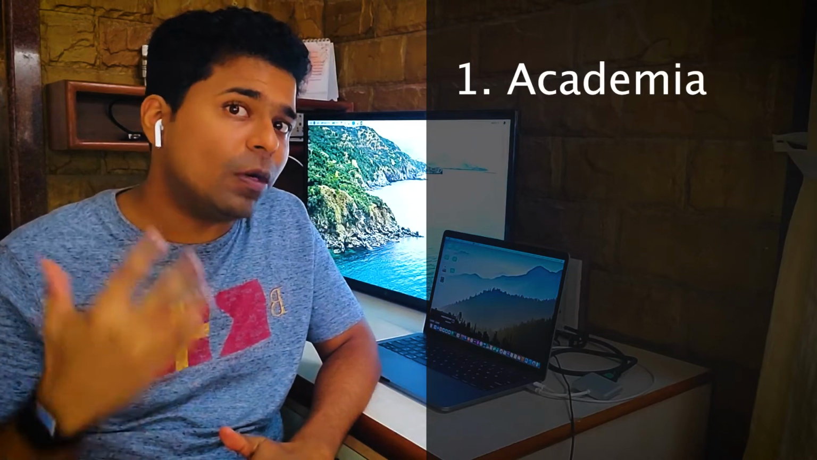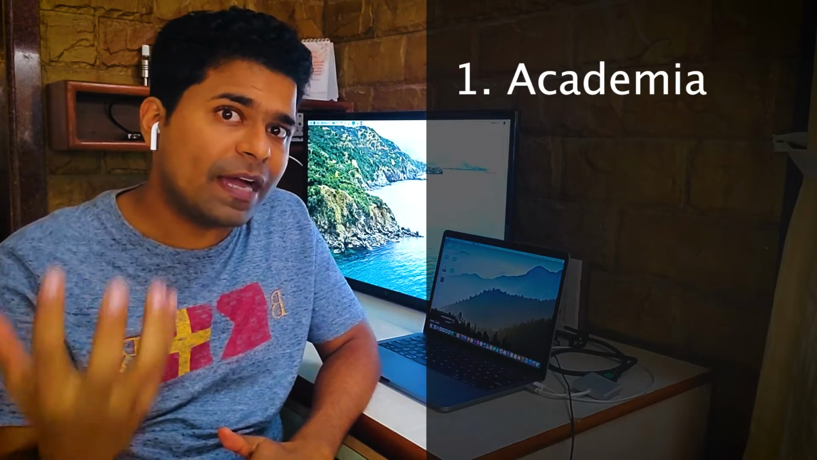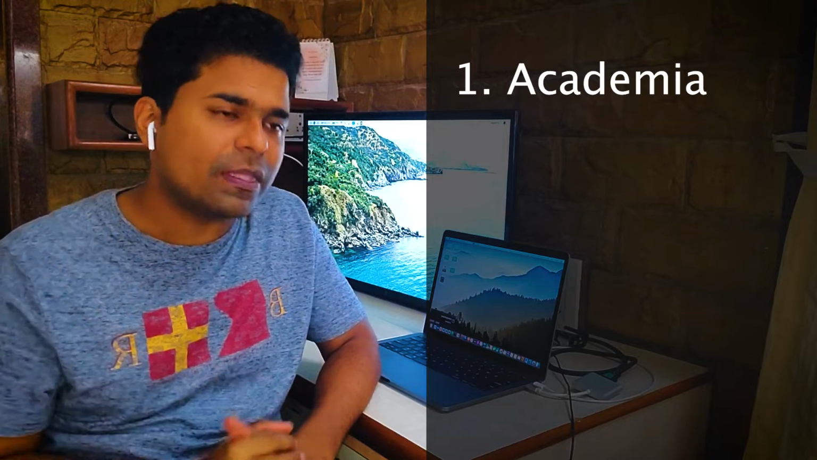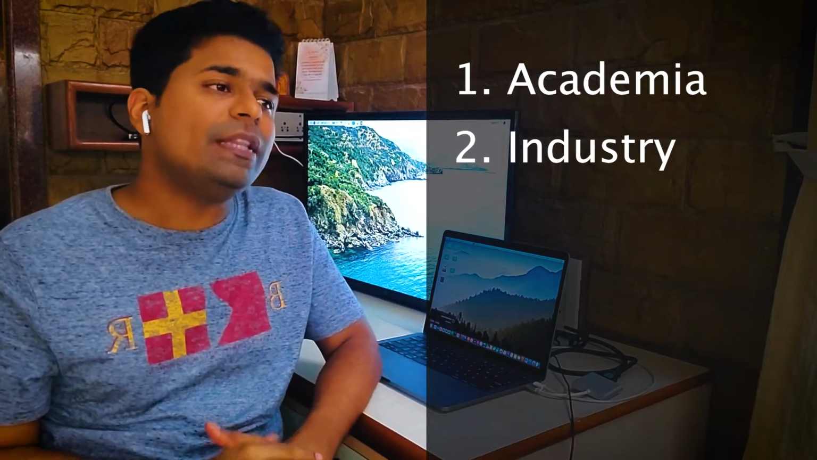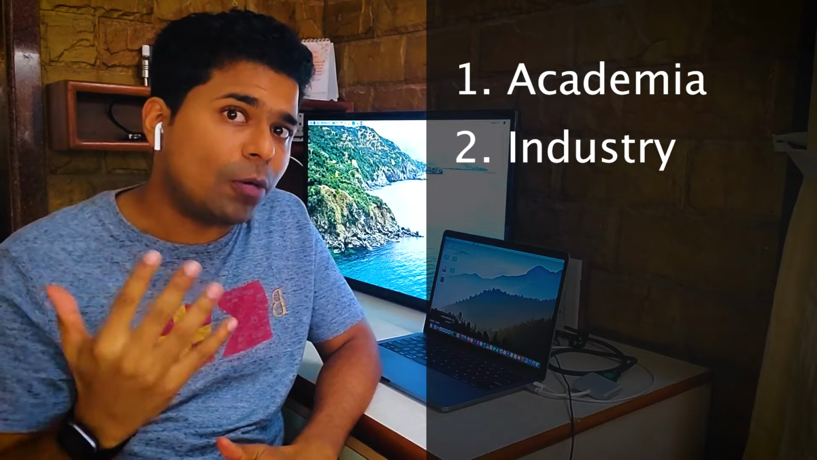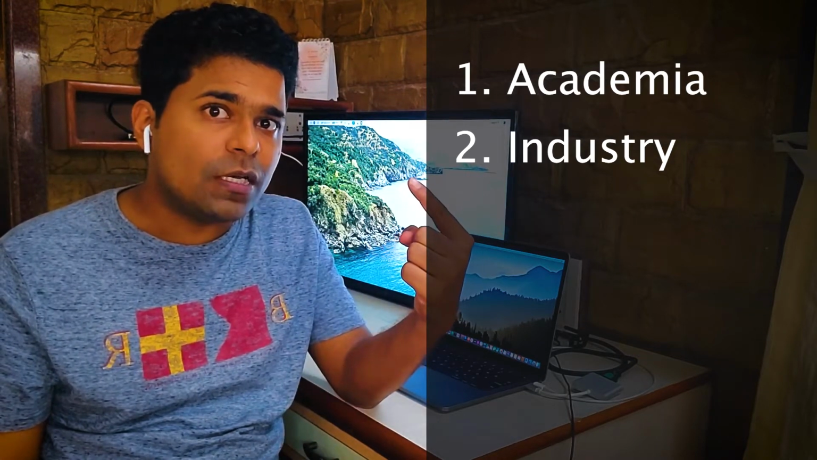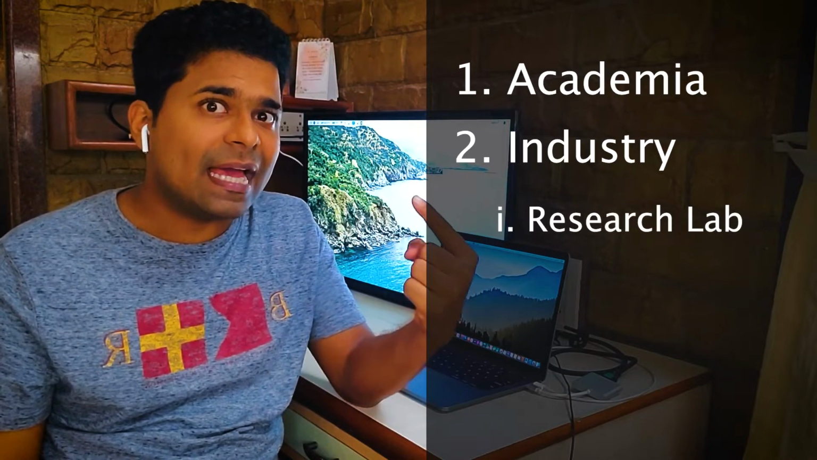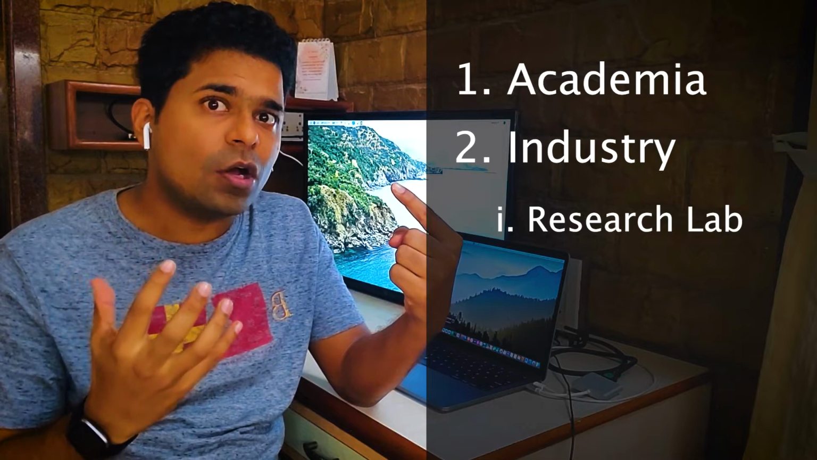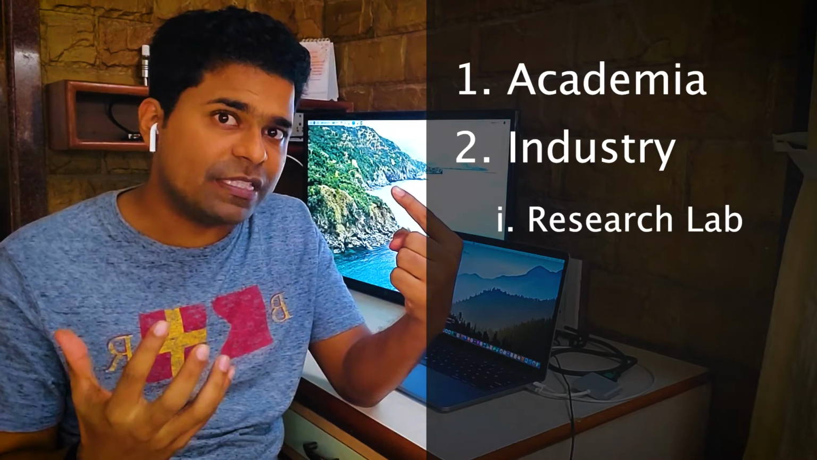A PhD student who's about to graduate has multiple options in front of him or her. The first option is that they can continue in academia, that is, they will maybe do a postdoc and eventually land up a faculty in a university. The second option is that they can actually join industry. Within industry, there are actually multiple sub options. The first sub option within industry is a research lab. A research lab is a lab where the main focus of the individual is going to be pure research.